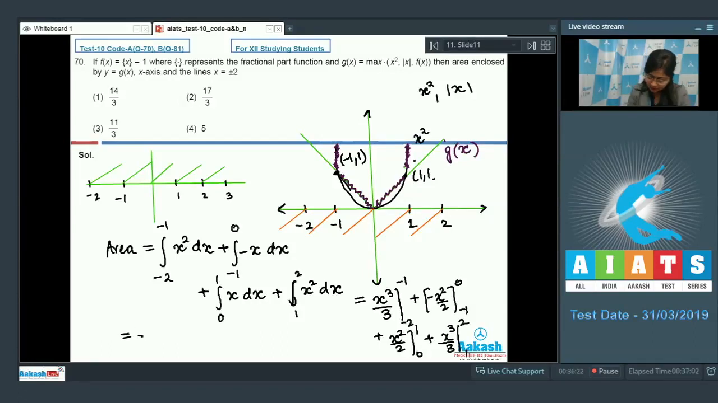So this is equal to minus 1 upon 3 minus, putting minus 2 will give us plus 8 upon 3. Similarly again we will get 1 upon 2, and here also 1 upon 2 plus 8 upon 3 minus 1 upon 3. So this is equal to 7 by 3 into 2, that is 14 by 3 plus 1, that is equal to 17 upon 3 square units. So from the given options we can see that option number 2 is the correct answer.